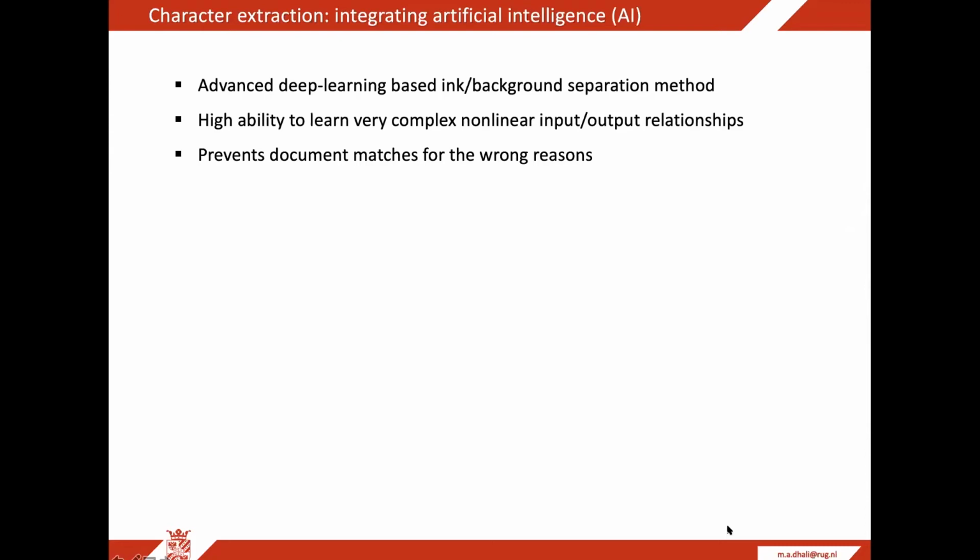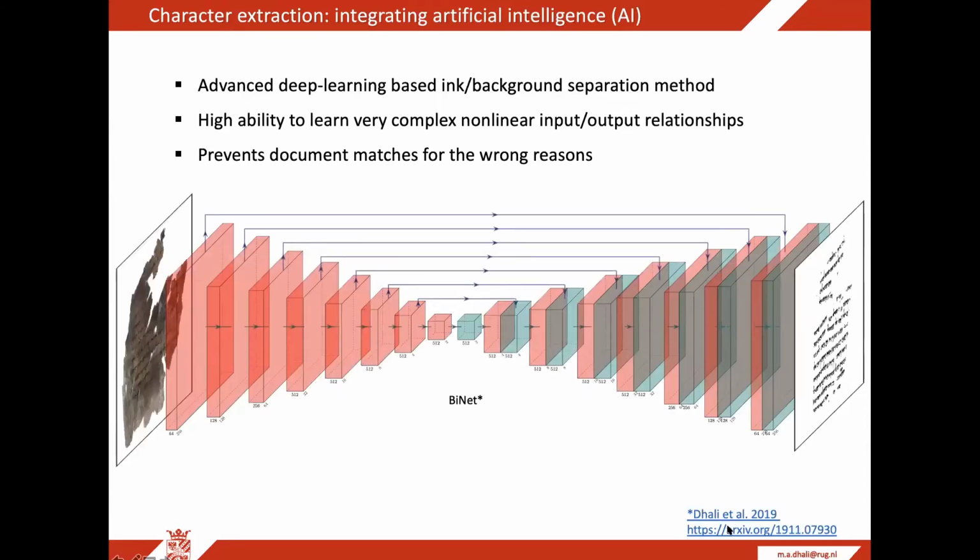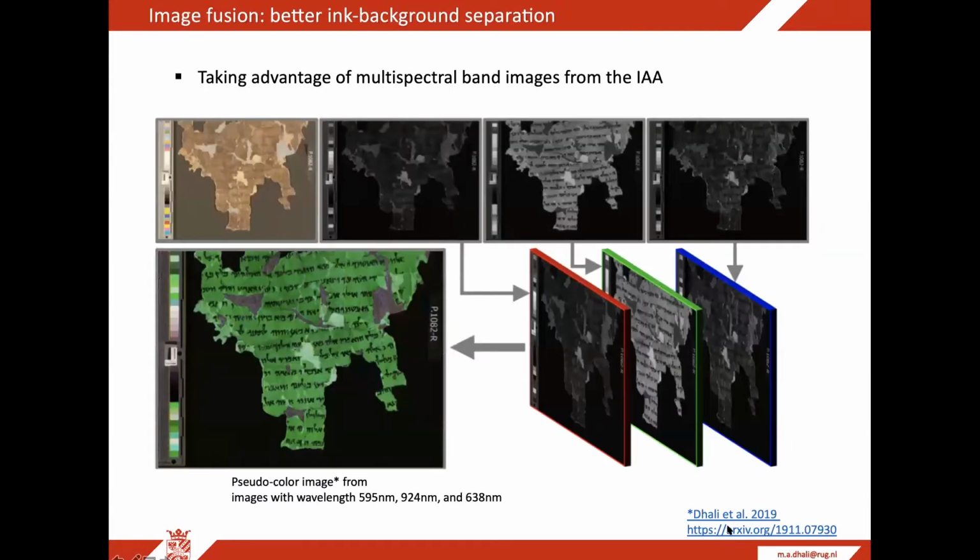Then we make it a bit more useful for our case and broader. We use an advanced deep learning based ink separation method, so it can do ink and background separation. It also has a high ability to learn a complex nonlinear input-output mapping, in our case a normal image to a binarized image. We build this network, the BiNet, which has all these layers. You give it a normal image, and in output, it gives you a binarized image. That's how it works.